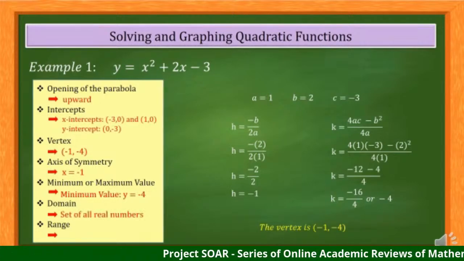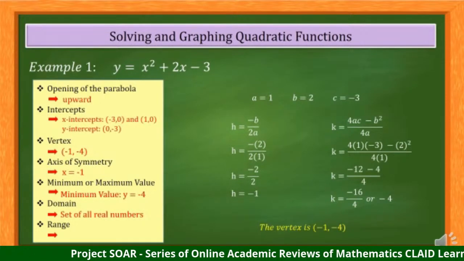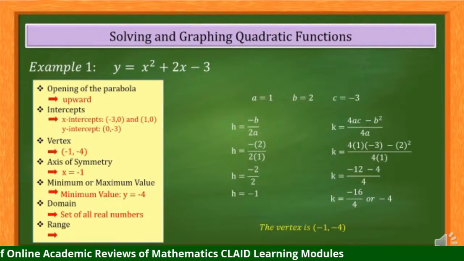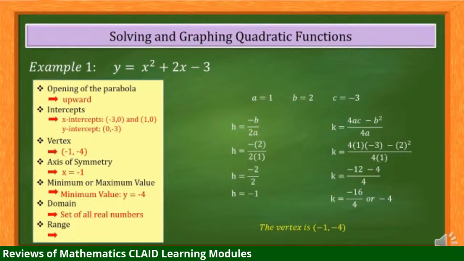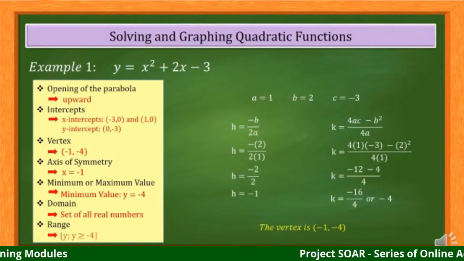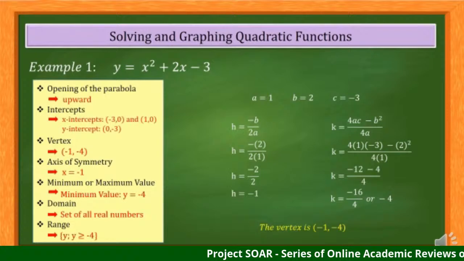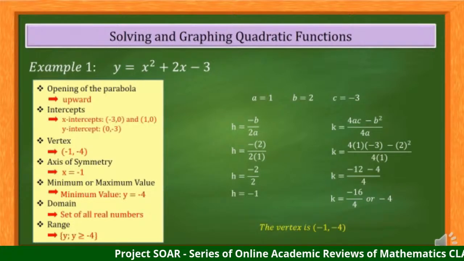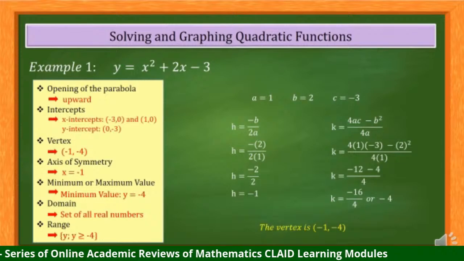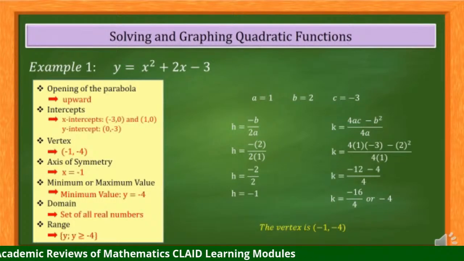For the domain, it is the set of all real numbers. And for the range naman, paano natin malalaman yung range? Ito ay nakadepende sa opening ng parabola at kay K. So for the range, we have the set of all y such that y is greater than or equal to negative 4.